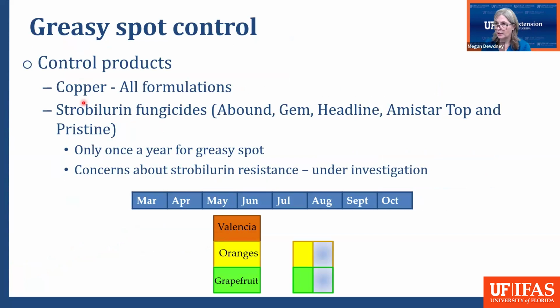So looking at control products: coppers of all formulations, and strobilurin fungicides. Abound, Gem, and Headline, Amistar Top contains a strobilurin, as does Pristine. These are all to be used only once for greasy spot, anything containing a strobilurin. And there are concerns out there about strobilurin resistance, and it's something that we are actively trying to investigate. It's just very difficult with this particular organism because of its nature and how hard it is to work with in the lab. So bear with me. We are actively exploring this subject, and I hope we'll have an answer in about a year.